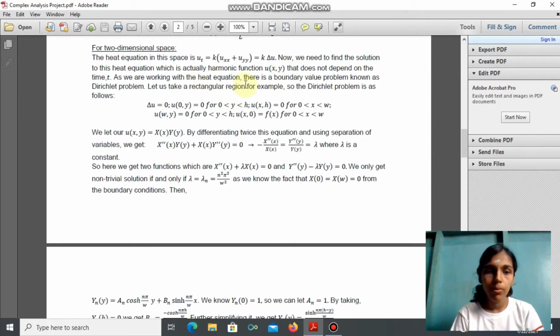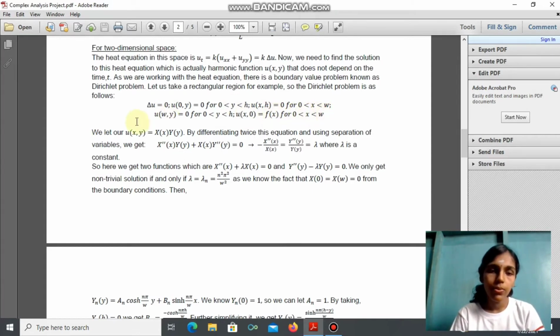So the Dirichlet problem is as follows: delta u is equal to 0; u when x equals 0 is equal to 0, where y is greater than 0 but less than h; when y equals h, u is equal to 0 for x greater than 0 but less than w; when x equals w, u becomes 0 for y greater than 0 but less than h; and at y equals 0, u becomes f(x) for x greater than 0 but less than w.